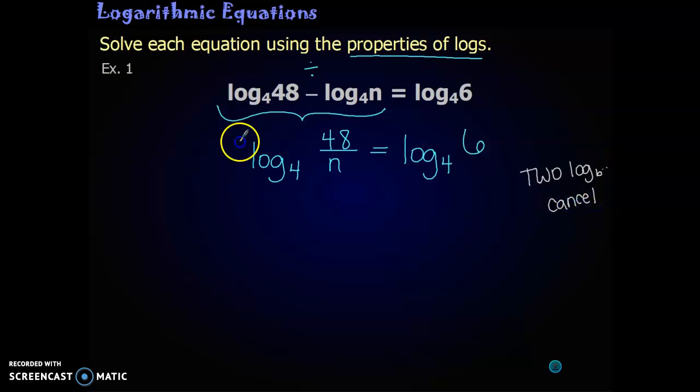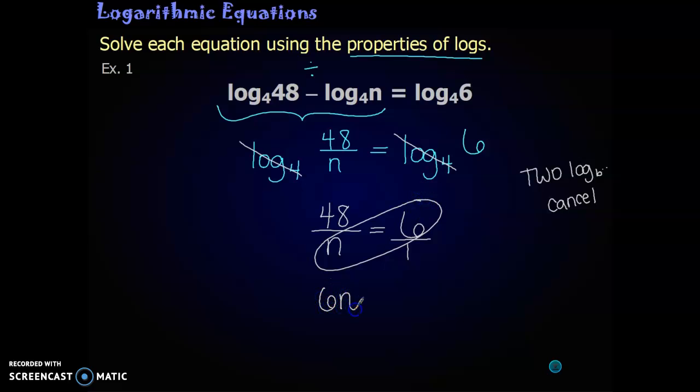And I can just set what's inside each of those logarithms equal. So you have this equation, 48 divided by n gives you 6. Perhaps you already know that answer by just number sense. Or you can put the 6 over 1 and cross multiply if you need. That would give me 6n equals 48. So n must equal 8.